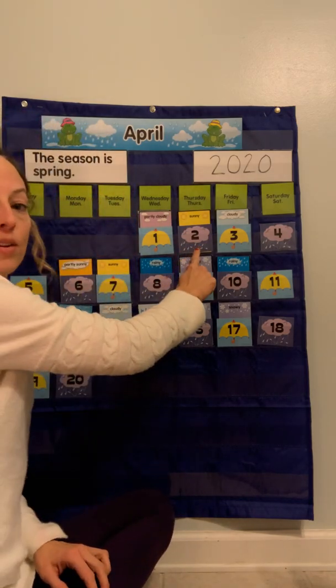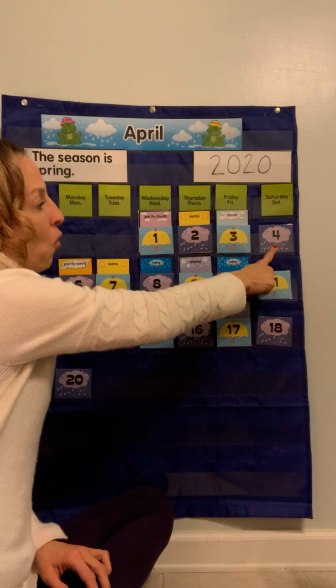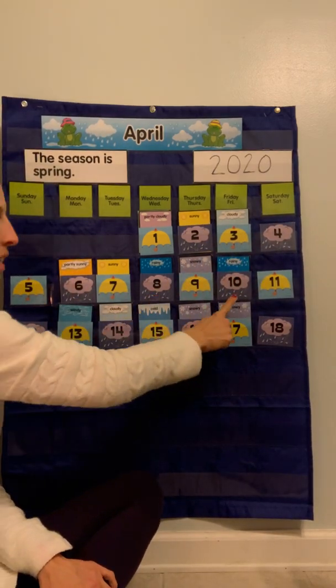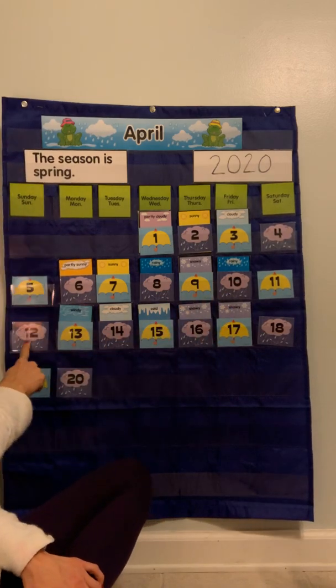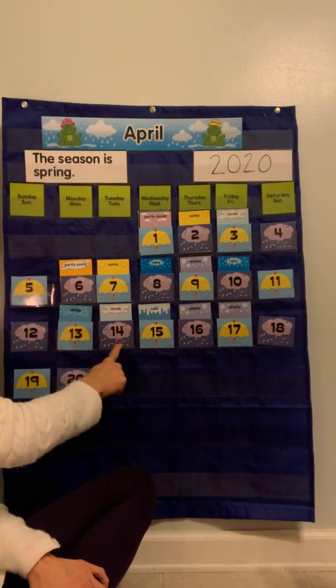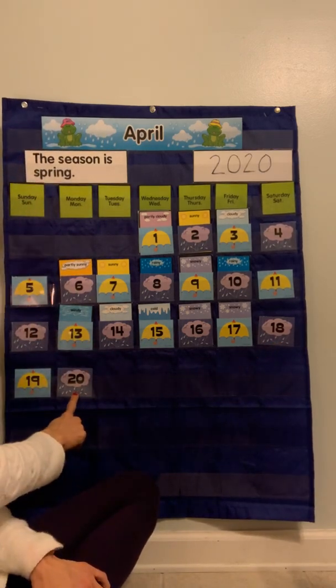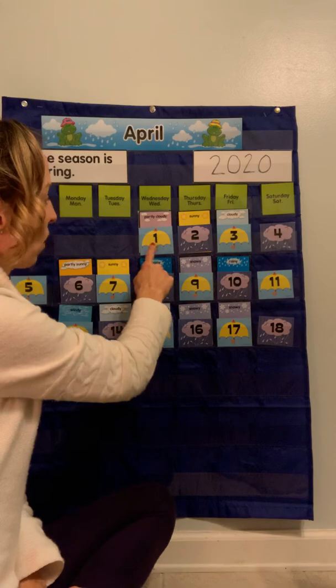Let's look. 2, 4, 6, 8, 10, 12, 14, 16, 18, 20. Was that faster or slower than when we counted by ones? Did we get to 20 faster than when we went 1, 2, 3, 4, 5, 6?